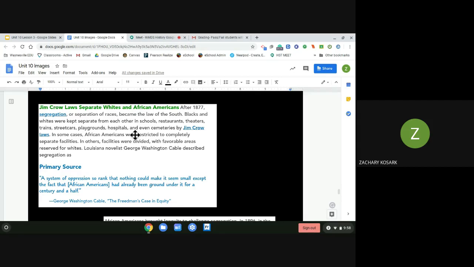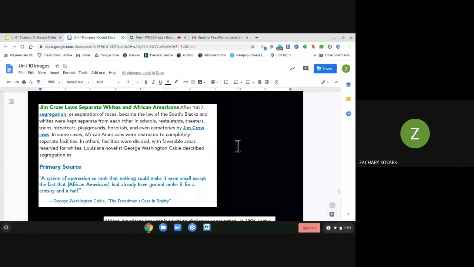In the South, they passed Jim Crow laws, which essentially mandated that whites and blacks must be kept separate from each other in schools, restaurants, theaters, trains, streetcars, playgrounds, hospitals, and even cemeteries. Now, do you think that it's reasonable to believe that the white train car is going to be the exact same as the black train car, or the black school is going to be the same as the white school, or the hospital is going to be the same? Mostly, no. It is never going to be equal, because attention is not going to be paid to building those African American facilities as well as those white facilities.